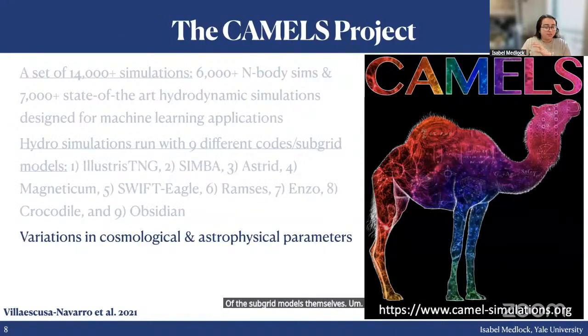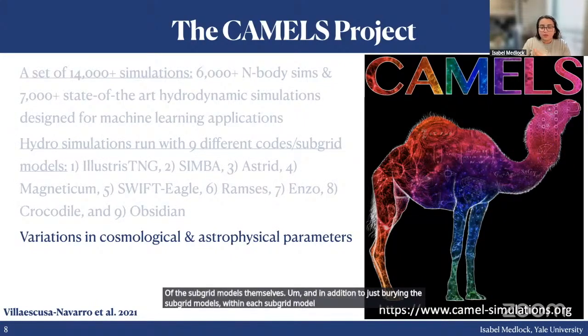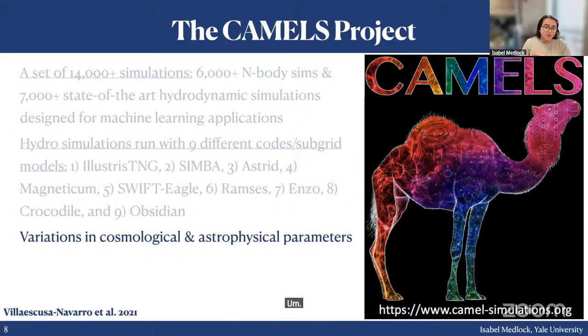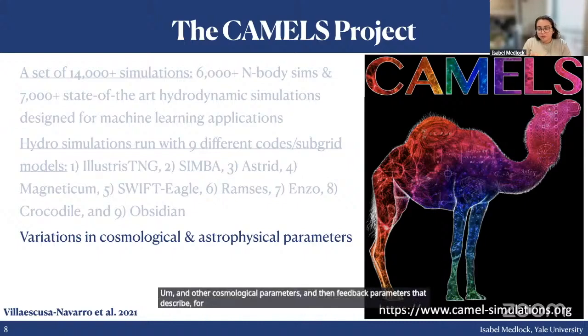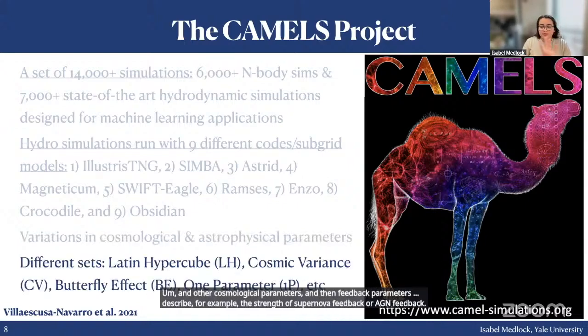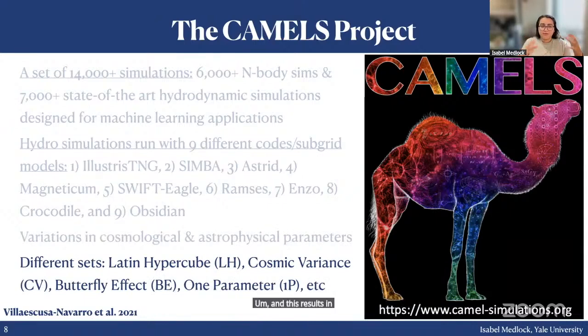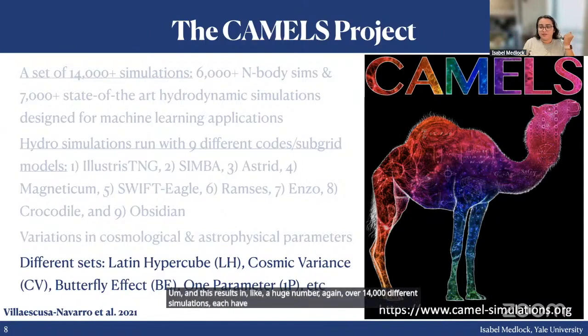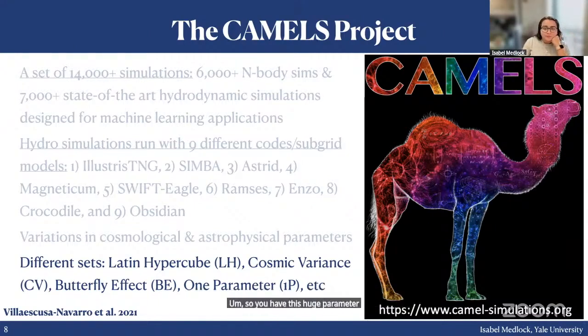And in addition to just varying the subgrid models, within each subgrid model, they vary different parameters, including omega matter and other cosmological parameters, and then feedback parameters that describe, for example, the strength of supernova feedback or AGN feedback. And this results in a huge number, again, over 14,000 different simulations, each with slightly different physics. So you have this huge parameter space that we can look at.